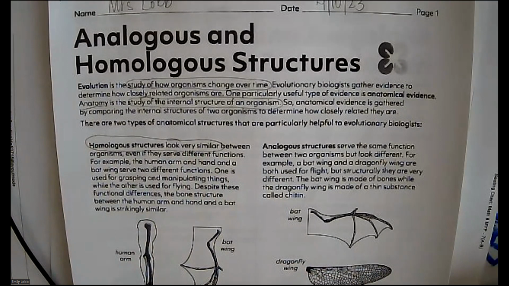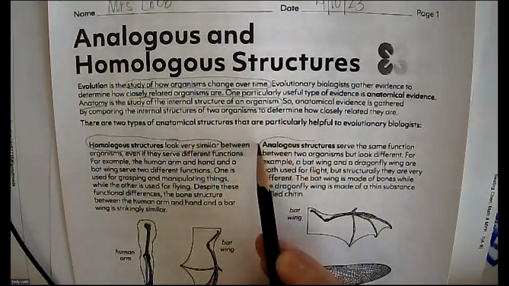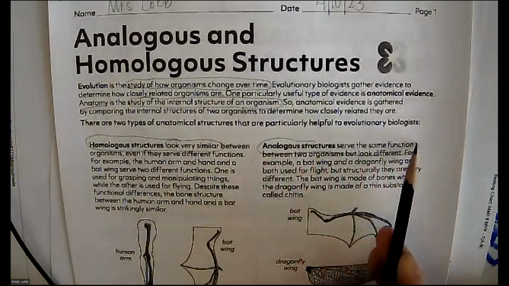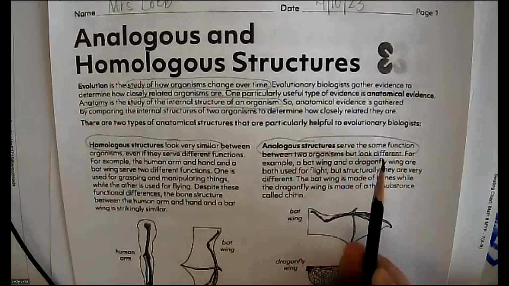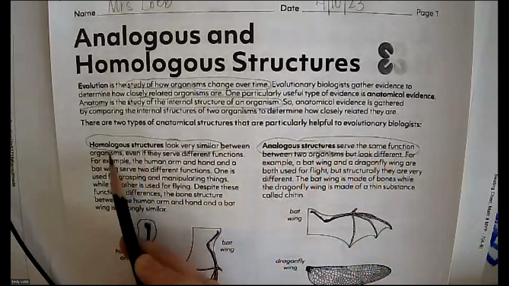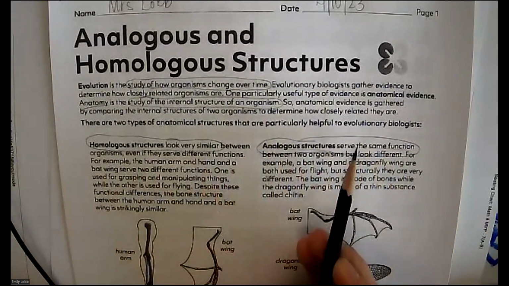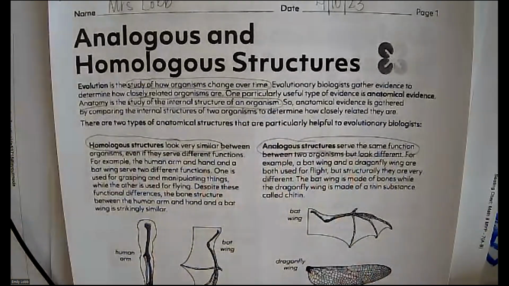So here we're getting at how these two different things are different. Analogous means they have what? Analogous structures serve the same function, but sometimes look different. So this part is especially important. One looks similar, but may have different functions. The other has the same function, but may look different, right?